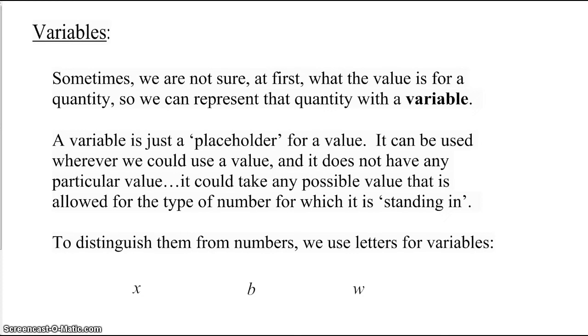Okay, variables. Sometimes we're not sure at first what the value is going to be for a quantity, so we have to represent that with a placeholder of some kind. And so we call that a variable. Variable meaning something that can vary, that can change its value. Right? So it's just a placeholder for a value. It could be used wherever we could use a value, and it doesn't have any particular value. It could take any possible value that's allowed for the type of the number that it's standing in for. So to distinguish it from numbers, we tend to use letters, things like X or Y or B or W, something like that. So that's a variable.